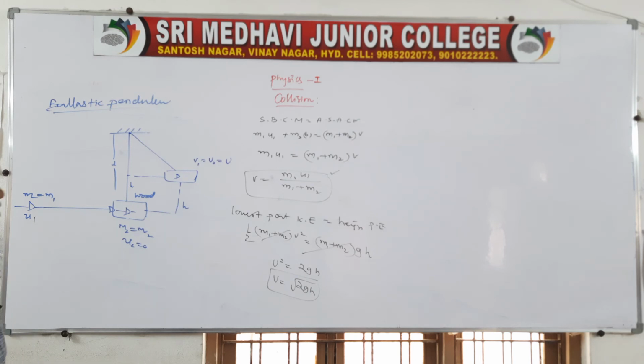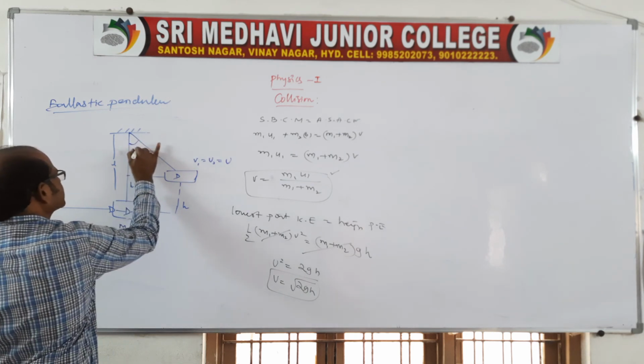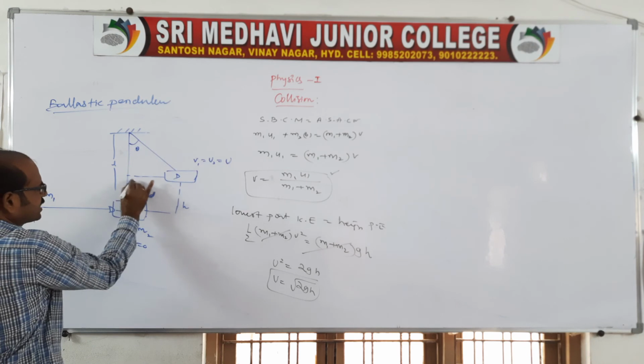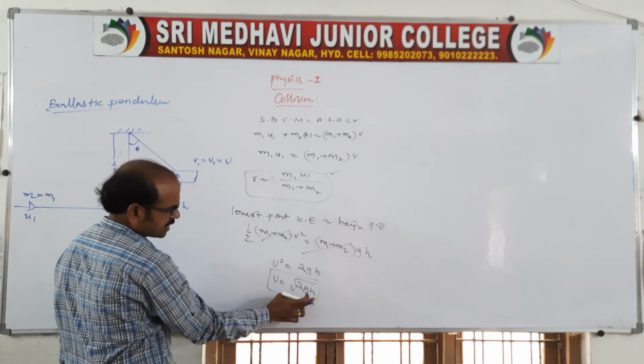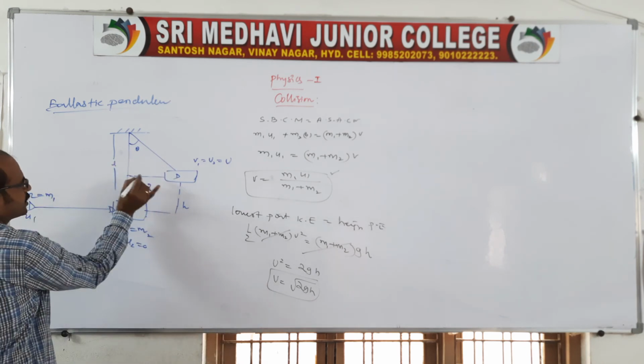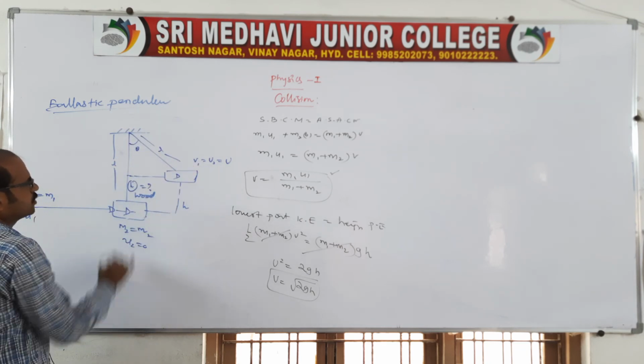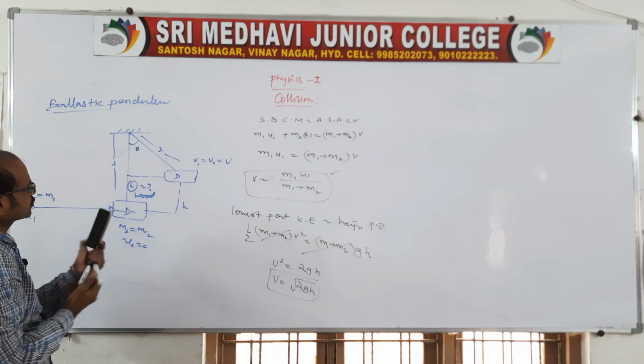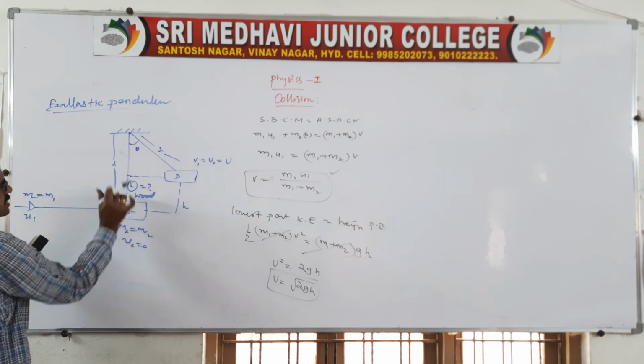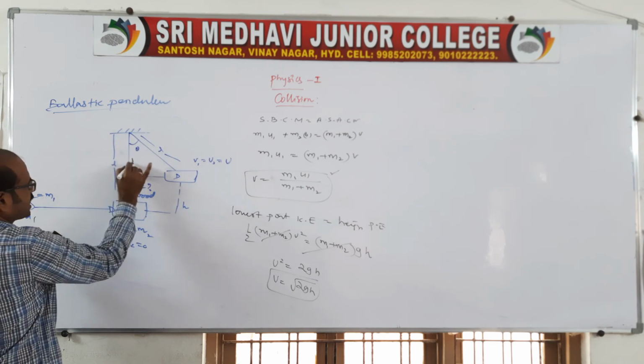How much height is raised? Here it is actually making an angle theta, and we should get this height because we don't know it. Both are moving, so the total length will be L. Now if you subtract this part from the total, we get L minus h.